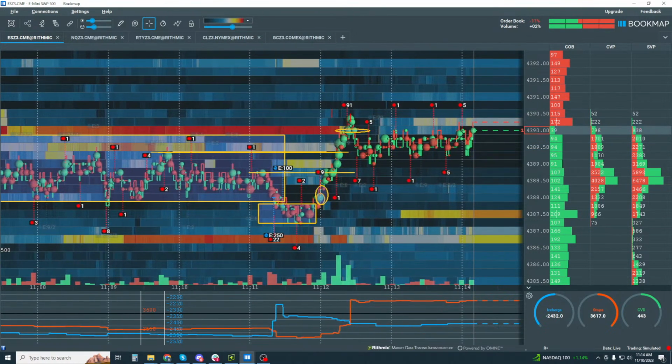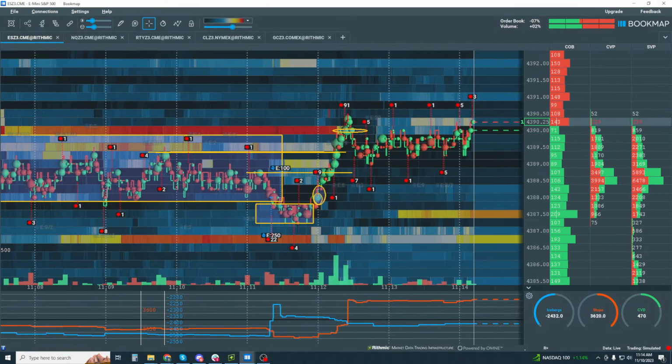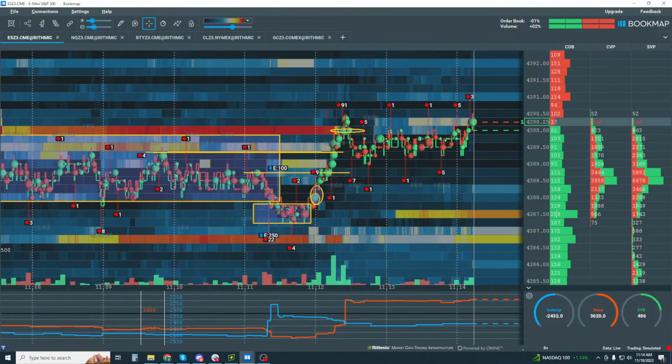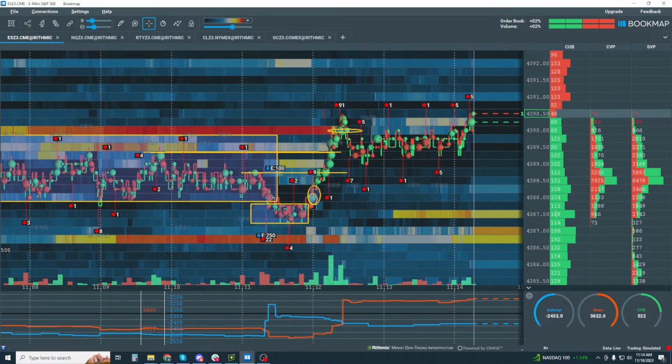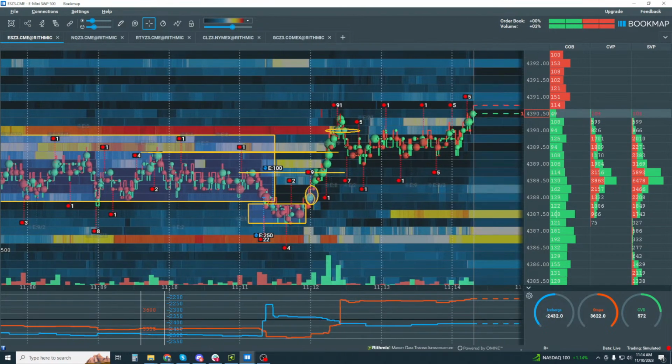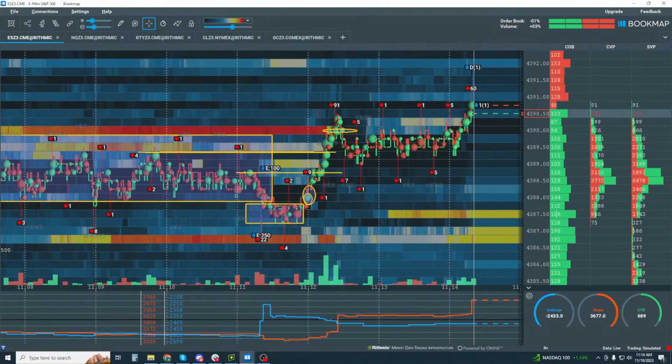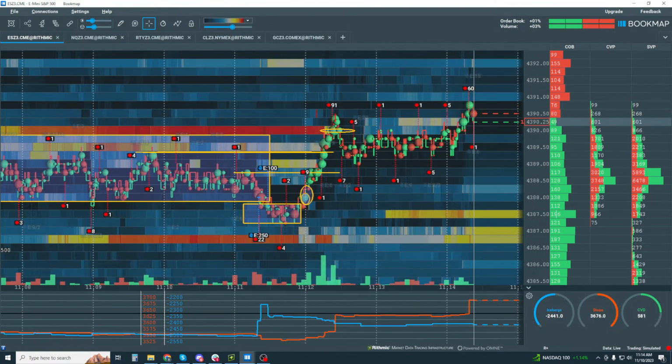Thank you, Alois. It's not a trading room. It's about understanding order flow and putting that into your trading. Not trying to hide behind anything.